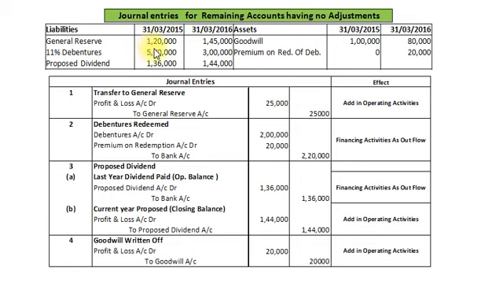First, general reserve: opening balance 1 lakh 20,000, closing balance 1 lakh 45,000. It is increasing by 25,000. It means during the year profit was transferred to general reserve for rupees 25,000, and our accounting entry will be: profit and loss account debit to general reserve account rupees 25,000. Its effect: rupees 25,000 transferred to general reserve will be added to profit in operating activities.